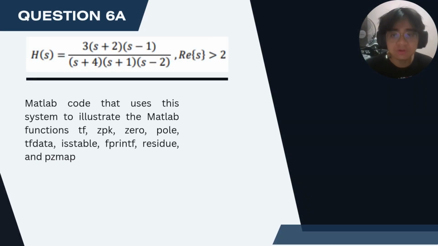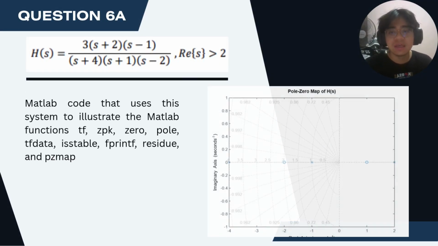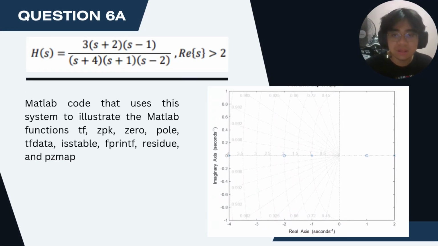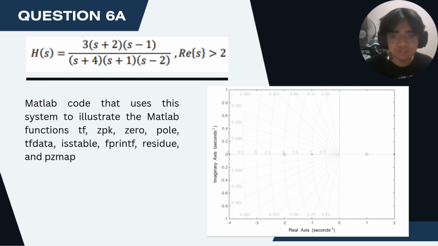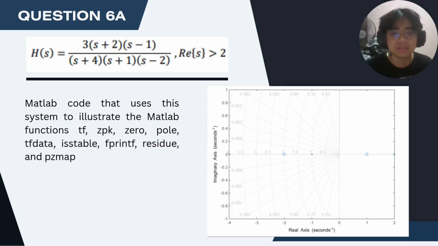Question 6a gives the transfer function H(s) above and the coding we need to run. The coding is to illustrate the Matlab functions tf, zpk, pole, zero, is stable, tf data, print tf, residue, and pzmap, and the output of the coding is the pole-zero map included in the slide.